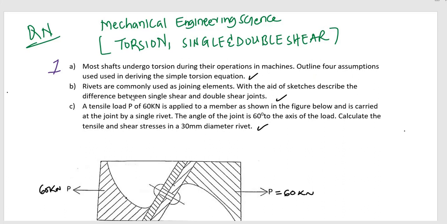B. Rivets are commonly used as joining elements. With the aid of sketches, describe the difference between single shear and double shear joints. A tensile load P of 60 kilonewtons is applied to a member as shown in the figure below and is carried at the joint by a single rivet. The angle of the joint is 60 degrees to the axis of the load. Calculate the tensile and shear stresses in a 30 millimeter diameter rivet.